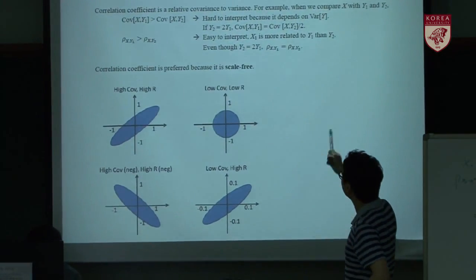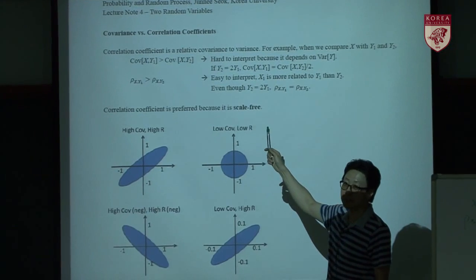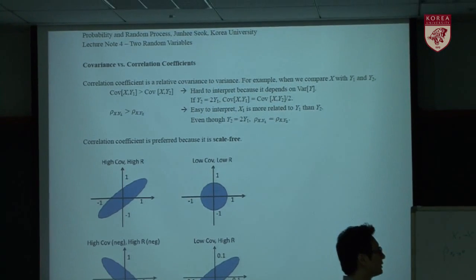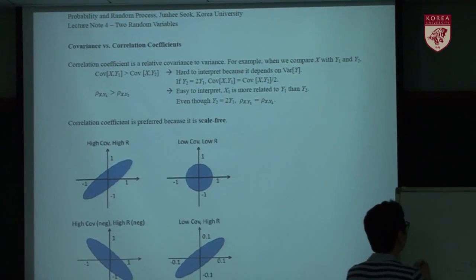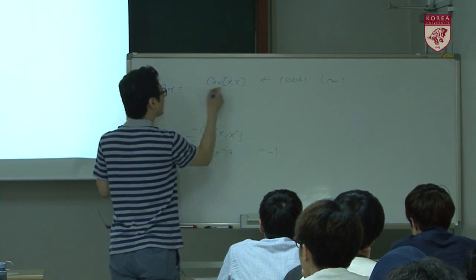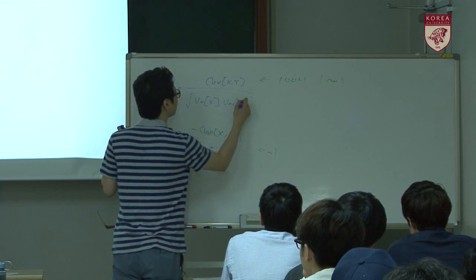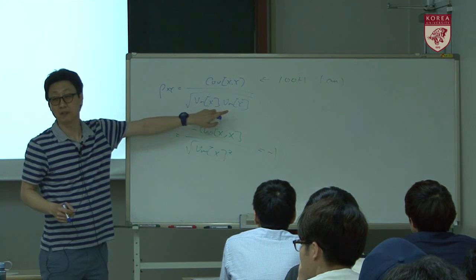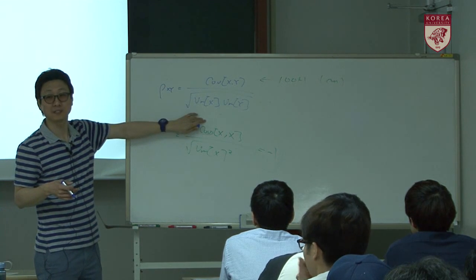Okay, so this is the very important stuff. As I said, the correlation coefficient is kind of the relative covariance to the variance. In other words, the correlation of x and y is the covariance of x and y divided by the standard deviation of x and the standard deviation of y. This covariance is scaled by the standard deviation of x and of y. So it is kind of the relative covariance to the variance of x and y.